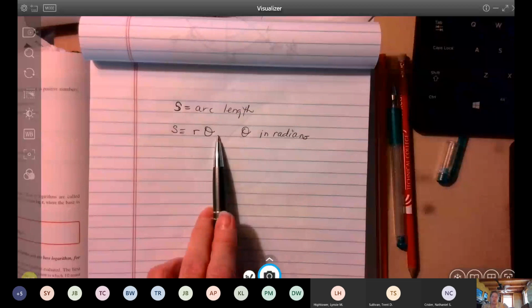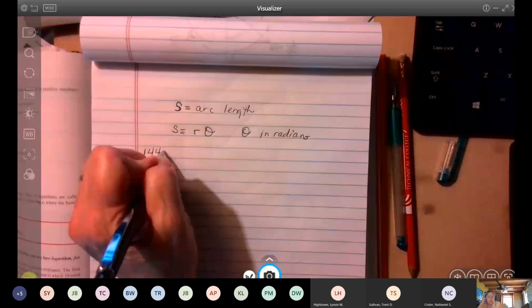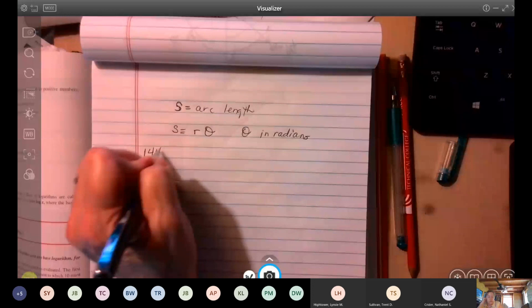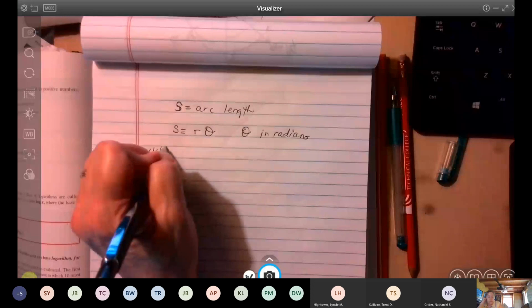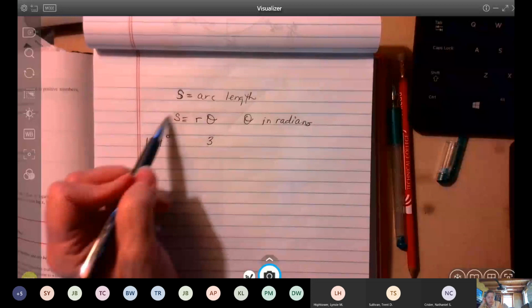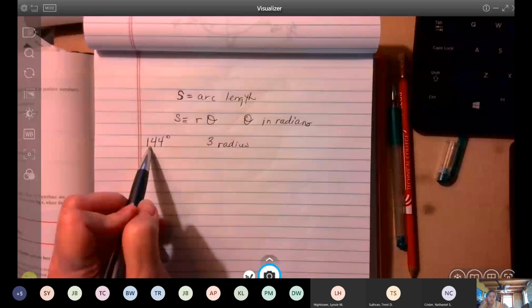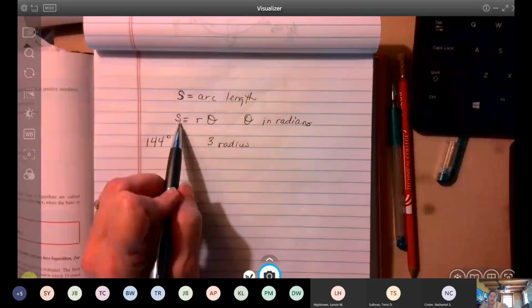Or if I told you that we had an angle of 144 degrees and a radius of 3, what would be the arc length? So the 3 is the radius, the angle is 144 degrees, and I want you to find S. So we've got to convert this into radians.